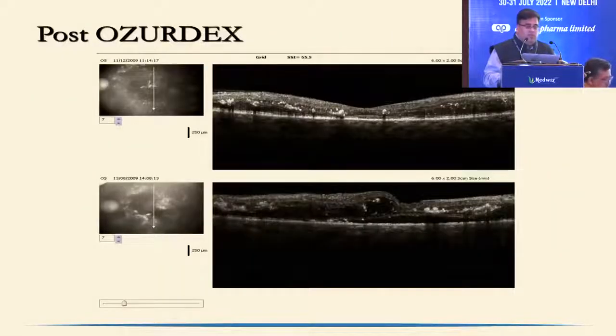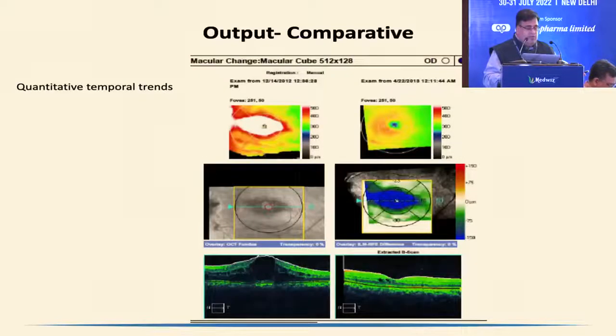Again, you see pre and post analysis, not just in terms of qualitative scans. You can also compare them quantitatively. You get these maps which show the thickness. You can compare pre and post and see how the eye is progressing in terms of area of edema and overall thickness of the retina.